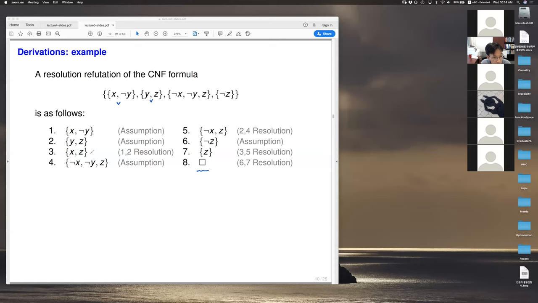So that's okay. But now this clause, Y or Z, can be obtained from these two, what we got in step one and step two, by the resolution that gets rid of this Y. So this is also okay. And then the third one is an assumption and so on. So every step of this derivation meets the second criterion, which is that each step should be either an assumption or come from the application of the resolution to two clauses derived previously.